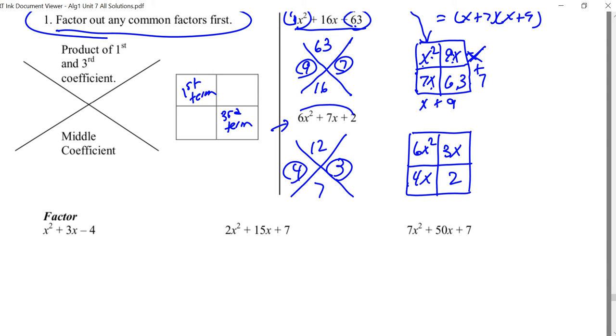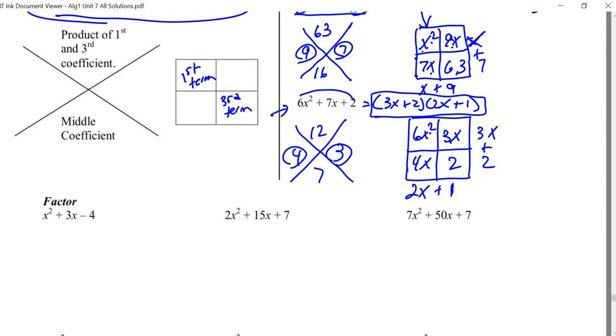Okay, what does 6x squared and 3x have in common? They have 3x. What does 4x and 2 have in common? They have 2. What does 6x squared and 4x have in common? They have 2x. You can factor out 2x from each. What does 3x and 2 have in common? 1. So this actually factors to 3x plus 2 and 2x plus 1. Those are the factors. That's what you're after.